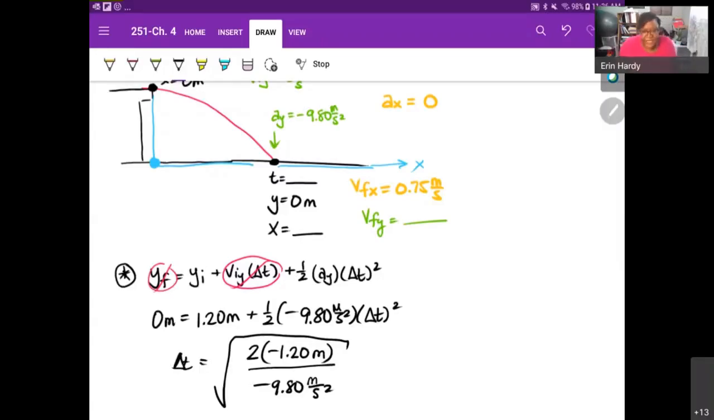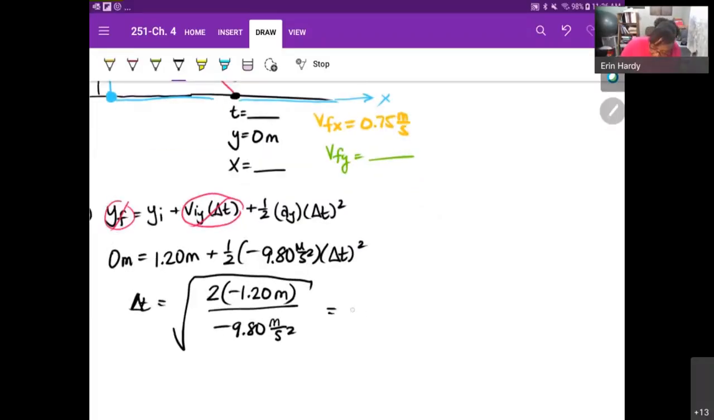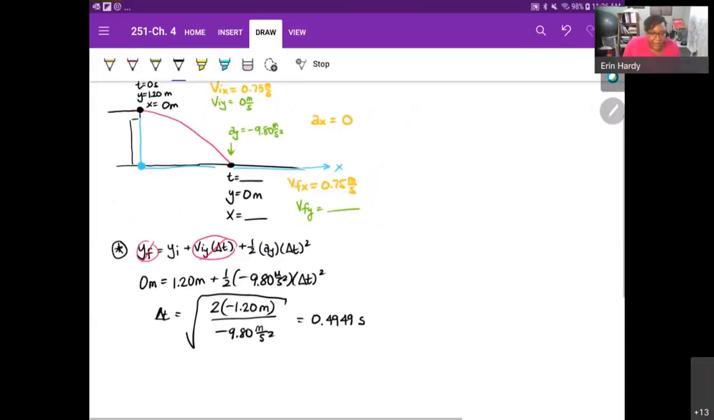Okay, so we have a negative on top and negative on the bottom that are going to cancel out. Your delta t's are always going to be positives. We will end up with a delta t of about 0.4949 seconds. So this delta t has to be the same delta t for the horizontal direction.